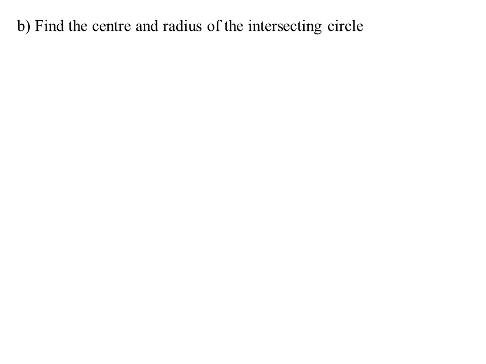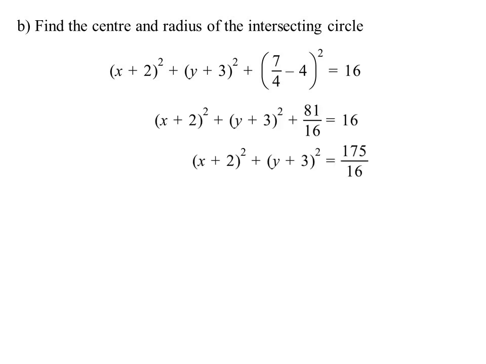Let's find the centre and the radius of that circle. Well, we now know z is 7 on 4, so I just substitute that in and I come back to a two-dimensional shape, a circle whose equation is (x plus 2) squared plus (y plus 3) squared is 175 on 16. I didn't say the numbers were going to be nice, but here's where we've got to be careful.